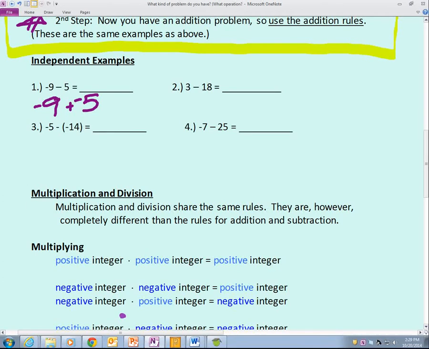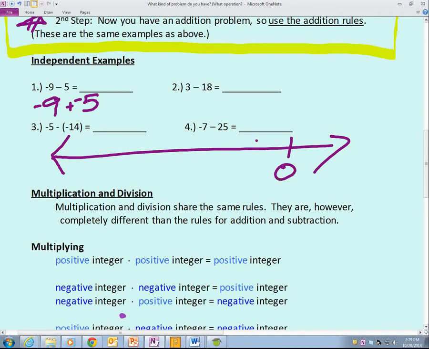We start at negative 9 on the number line. So here's a number line. Here's 0. 1, 2, 3, 4, 5, 6, 7, 8, 9. We're starting at negative 9. Now we are adding a negative 5, so we're going to be going that way for 5 more spots. And the correct answer is what, Raven? Negative 14, you are correct.